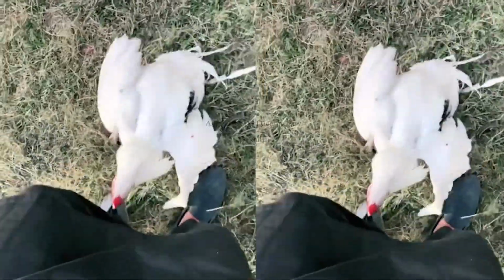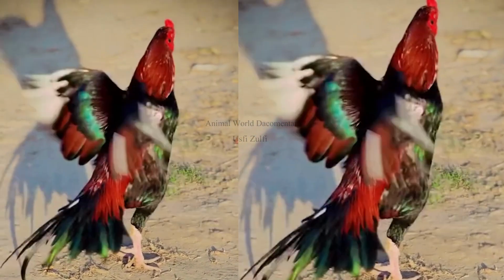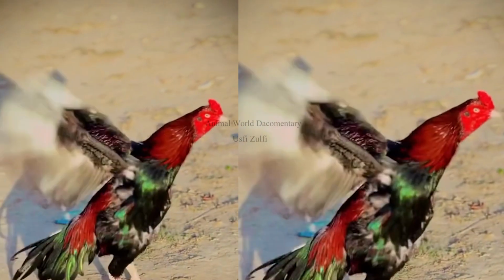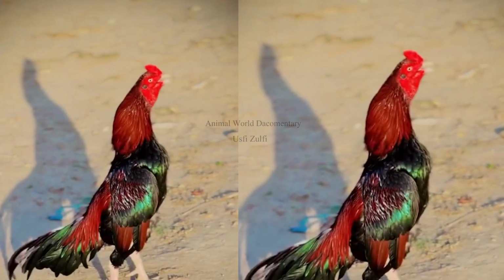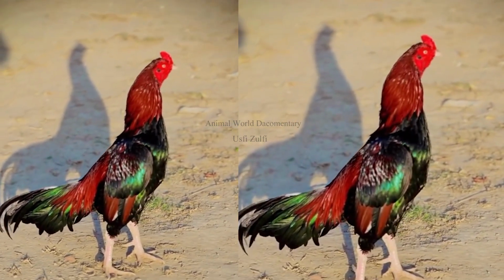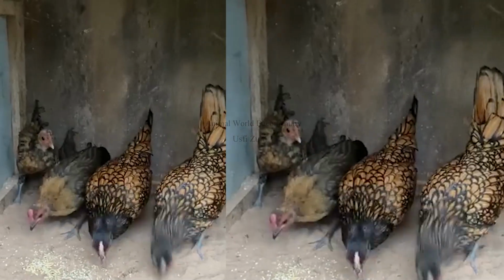Certainly. Here's a brief history of broiler chickens in English. History of broiler chickens. Early domestication. The domestication of chickens began around 8,000 years ago in Southeast Asia, particularly in the regions of India and China. The original wild ancestor of modern chickens is the red jungle fowl, Gallus gallus.